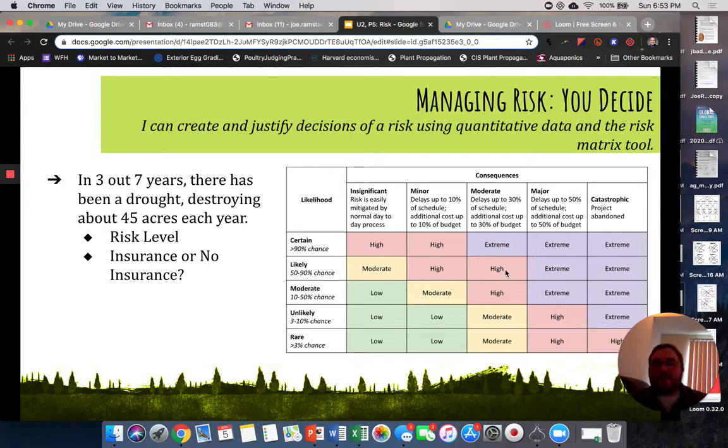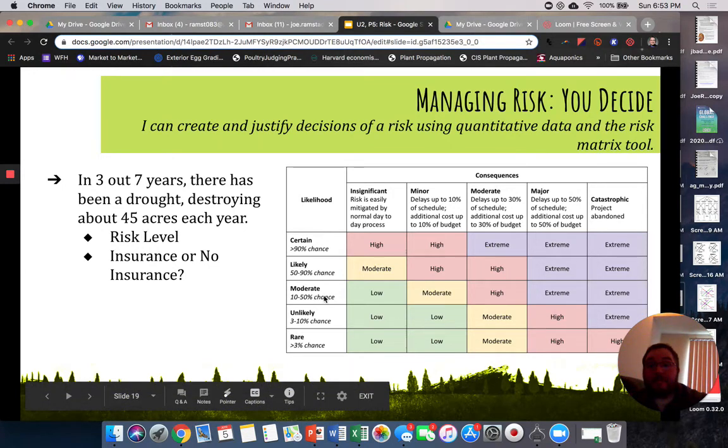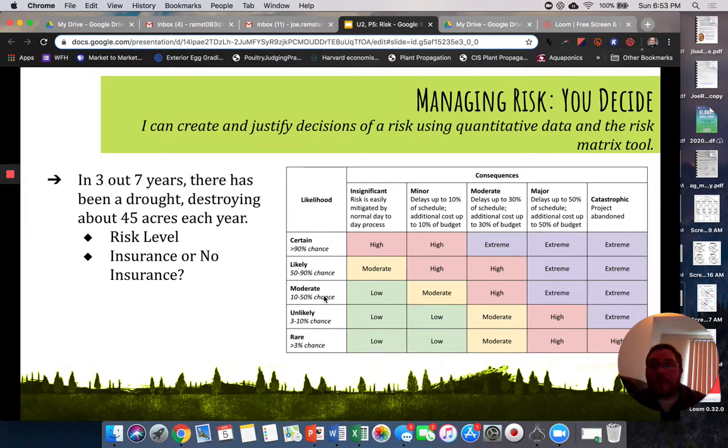So 3 out of 7 years, that would put us in the moderate range, right? Because 3 out of 7 years is going to be a little shy of 50%. And 45 acres has been destroyed each year. So that puts us into, I would say, extreme, because it delays up to 50% of schedule or additional cost of up to 50% of budget. And I would say that I would buy insurance based off of that scenario. Okay, hopefully you got that right. If not, we have a few more practice ones for you to work through.